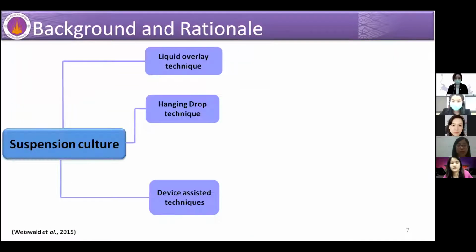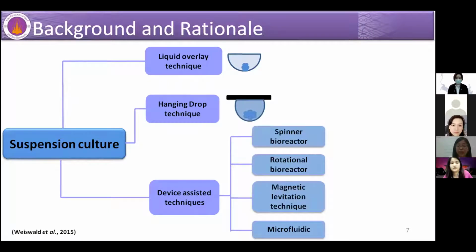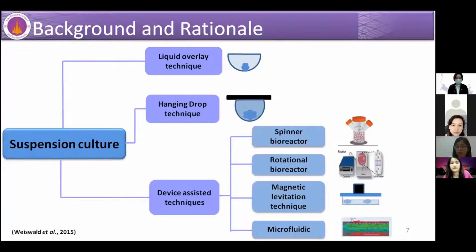And if we focus on the suspension culture, the first we have is the liquid overlay technique. In this one, we try to grow the spheroids or 3D tissues in a non-adherent condition, whereby we coat the surface of the culture plate with a non-adherent polymer and allow these 3D tissues to form. Likewise, we have the hanging drop technique and the device-assisted technique, which are of these 4 types.